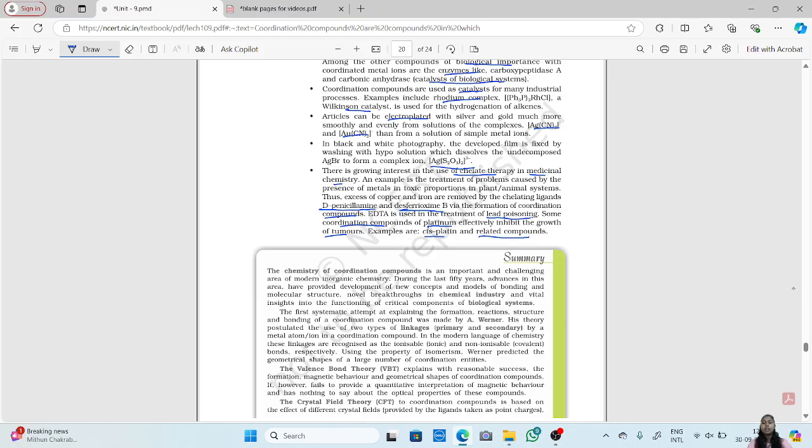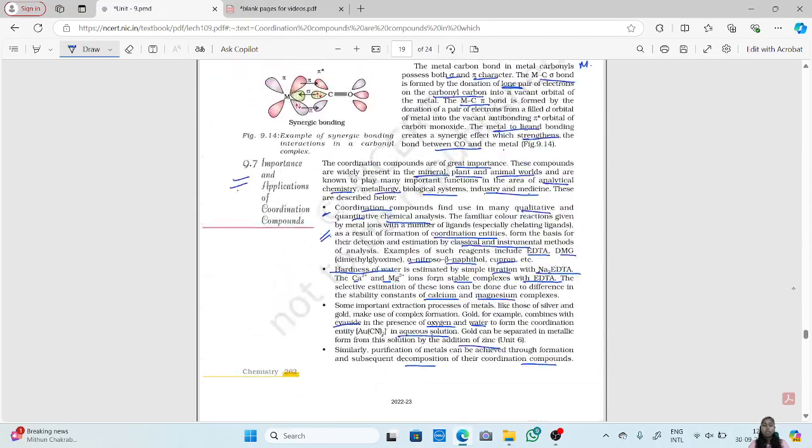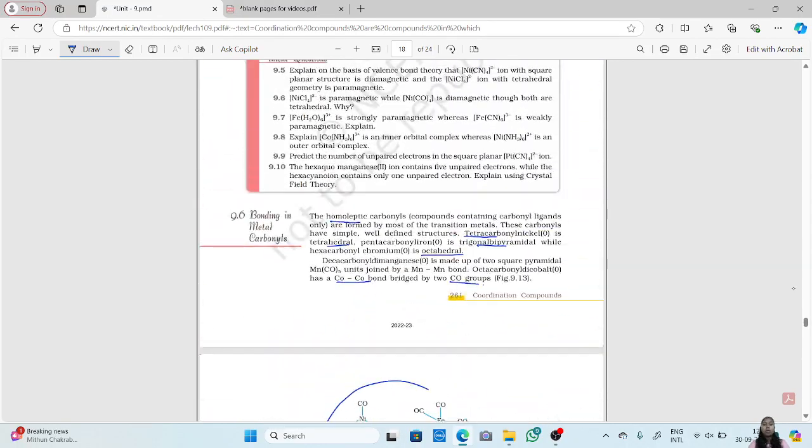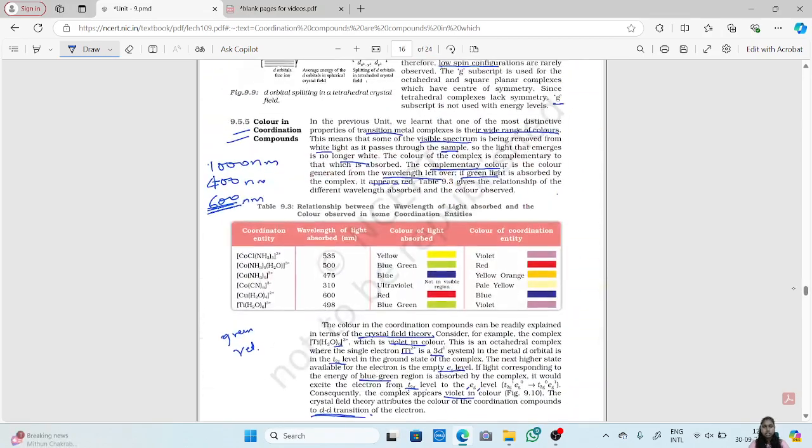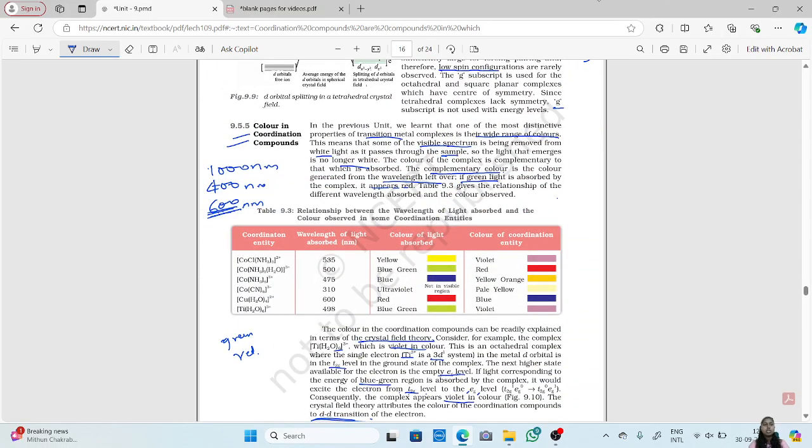Now here we have seen the uses or applications of coordination compounds, bonding in metal carbonyls, and crystal field theory and its limitations. So here we have finished the chapter on coordination compounds.